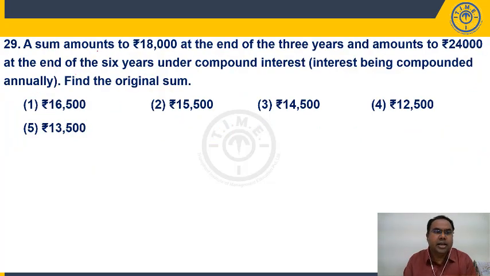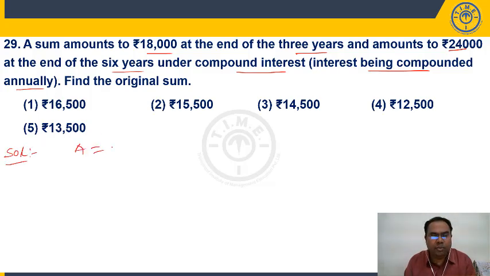Question number 29. A sum amounts to 18,000 at the end of 3 years and amounts to 24,000 at the end of 6 years under compound interest. Interest being compounded annually. Find the original sum. Now, what is the amount formula? P into 1 plus R by 100 whole power T.